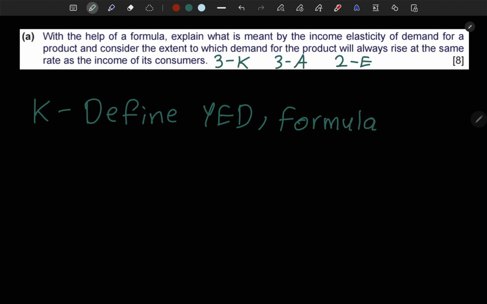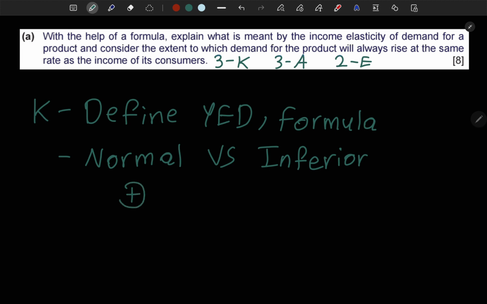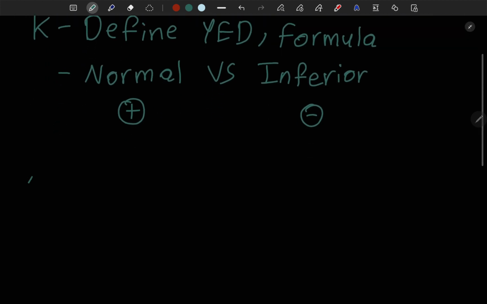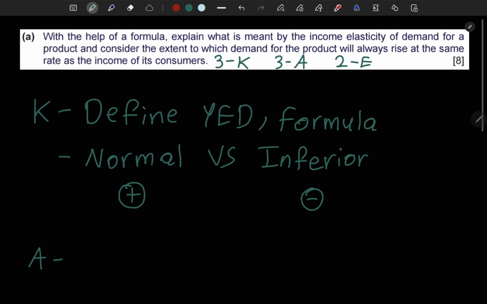And then you have to give your classifications, like normal versus inferior, and when elastic and when inelastic. Alright, so we know normal good means YD is positive and inferior good means YD is negative. So after that you go for the analysis part, and what do you have to do for analysis?